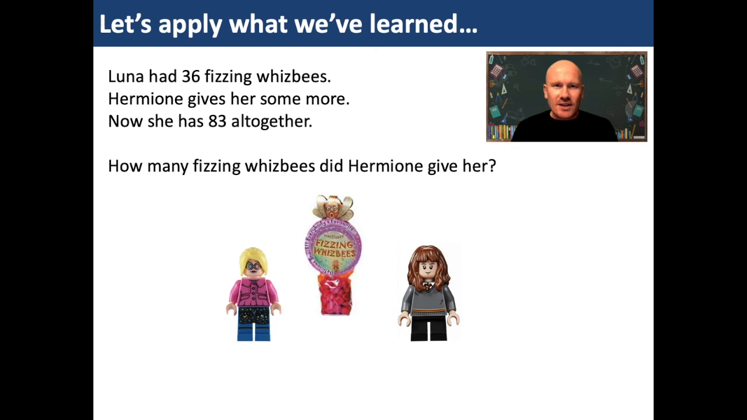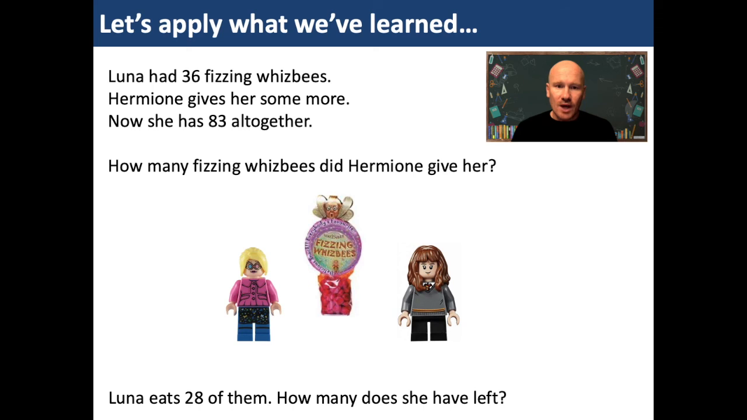So the last thing I'm going to ask you to do today is, as a class, I want you to analyse and solve the following problem. Luna had 36 fizzing Wisbies. Hermione gives her some more. Now she has 83 altogether. How many fizzing Wisbies did Hermione give her? So, as a class, I want you to discuss it. I want you to analyse that problem, draw the bar, describe the whole amount, describe the parts, put in the values that you know, and then decide what strategy you're going to use to solve it. And once you've done that, have a go at the following. Luna eats 28 of them. How many does she have left?